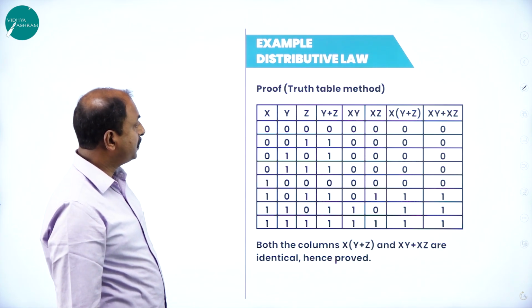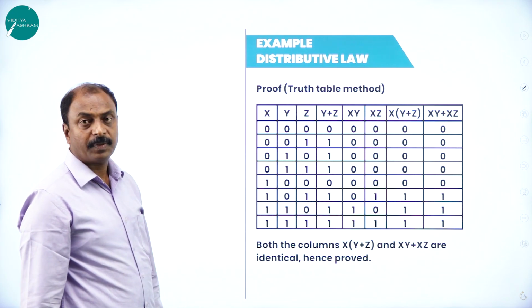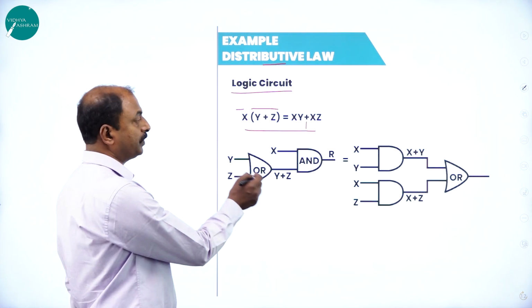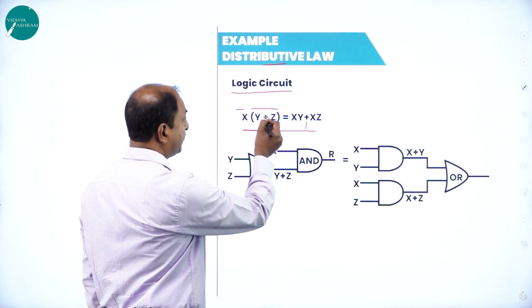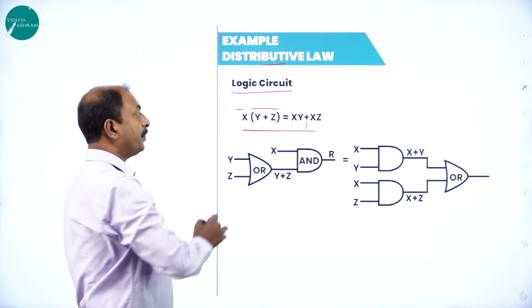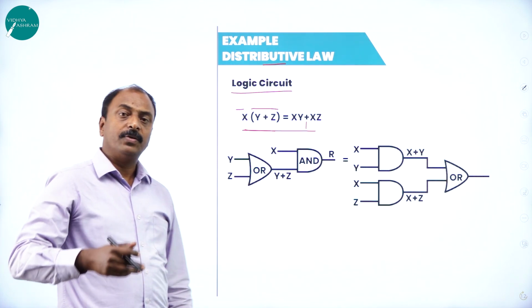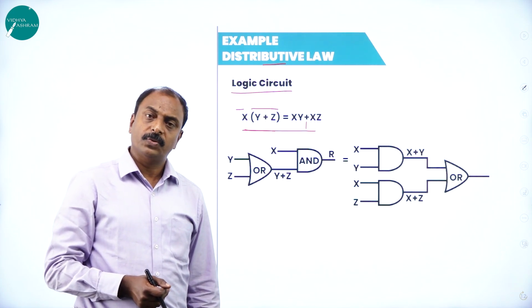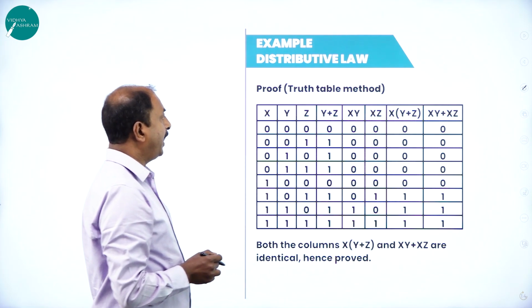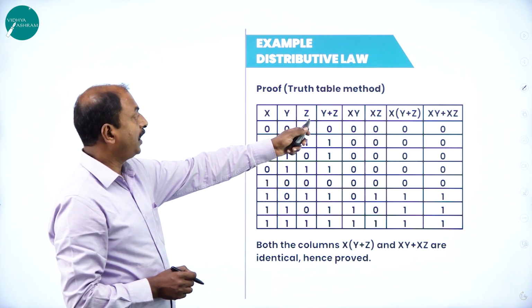In the next slide we will see how to prove this by the truth table method. Now you know how to draw a truth table. If you look at this distributive law, on the LHS we have x into y plus z, and on the RHS we have xy plus xz. In this example we can see there are three different variables x, y and z, so first we have to draw a truth table for three variables. With three variables we can have 8 different combinations, since 2 to the power of 3 equals 8.